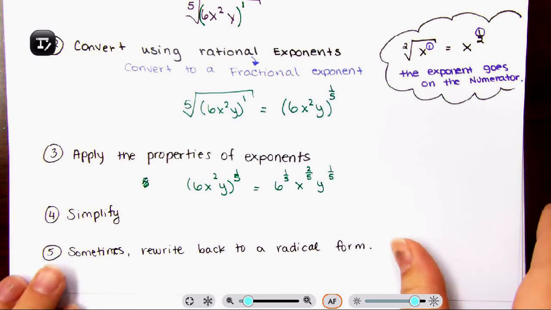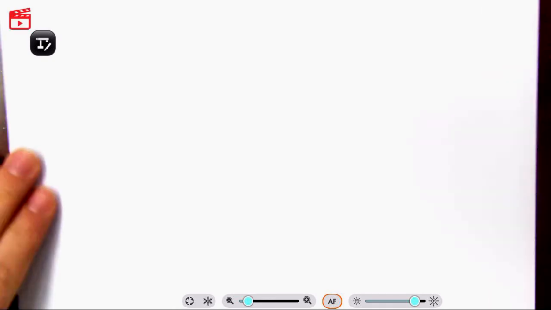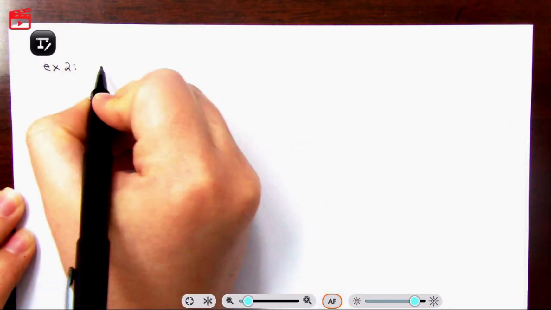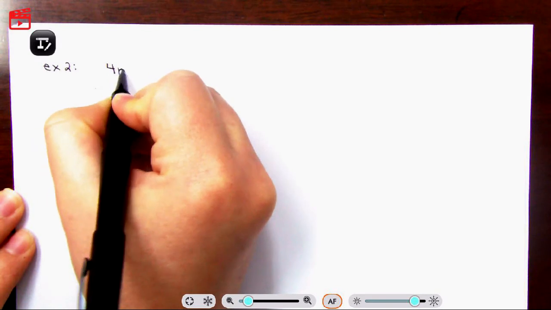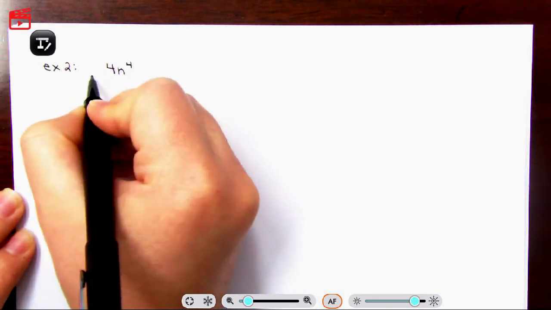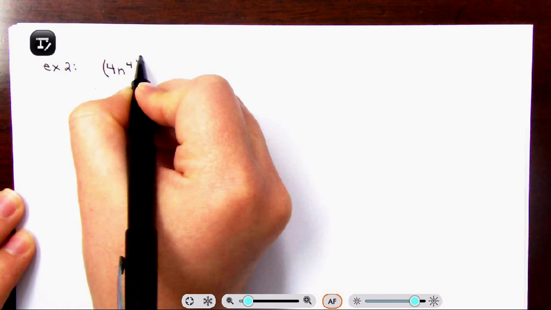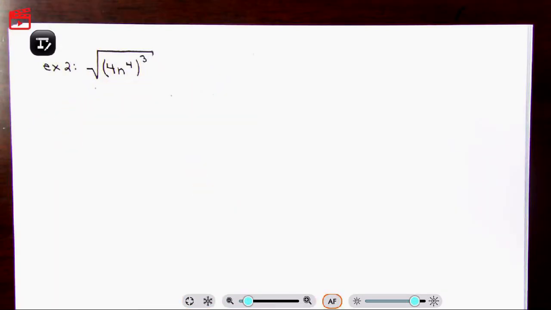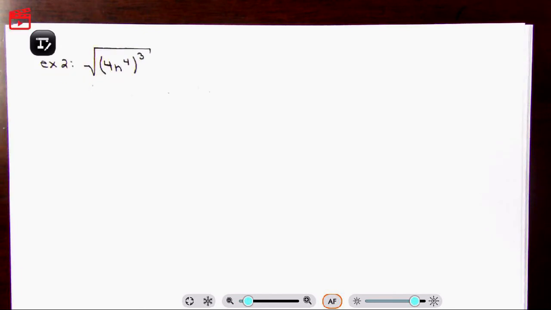All right, let's go ahead and do some examples. That's what I promised you in this video. So let's go ahead and do them. I think this is our example number 2. We have 4n to the 4th, all of this is being cubed, and we're taking the square root of that. And again, our task is to simplify.